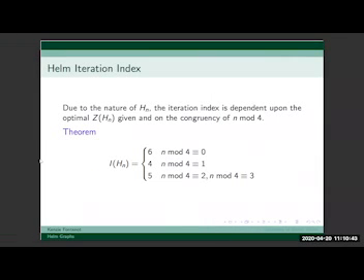So the next thing we have is the Helm iteration index. Due to the nature of the Helm graph, the iteration index is dependent upon the optimal zero forcing set given and on the congruency of n mod 4. So our next theorem is that the iteration index of the Helm graph is 6 if n mod 4 is congruent to 0, it's 4 if n mod 4 is congruent to 1, and 5 if n mod 4 is congruent to either 2 or 3.